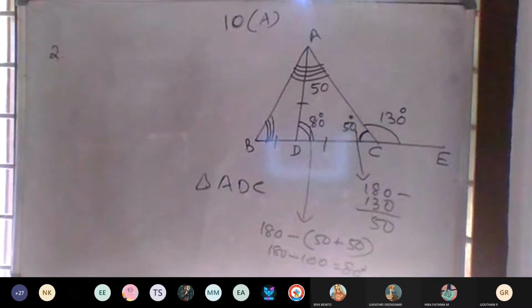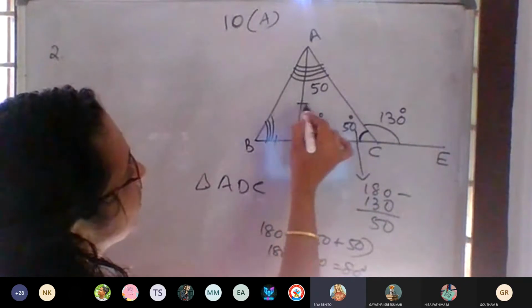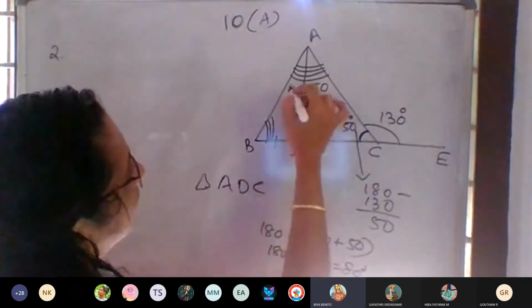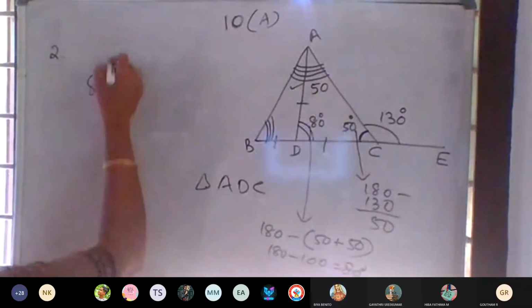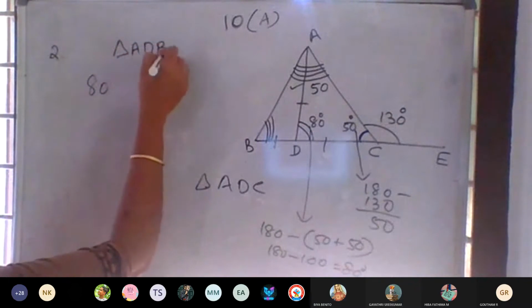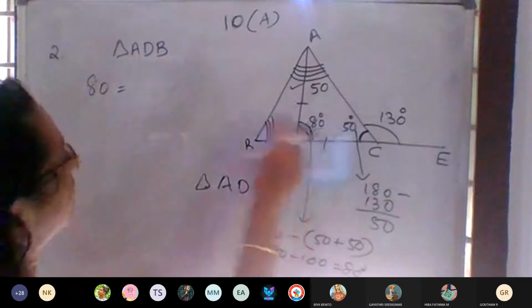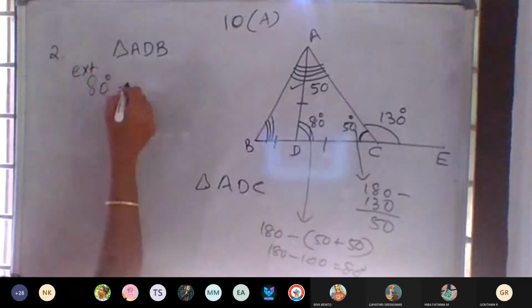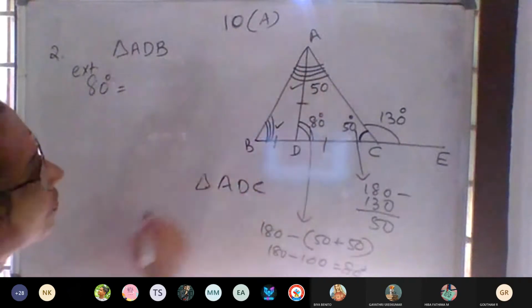Then how can we do the next one? Again, two sides are given. Exterior angle is equal to sum of interior angles. Exterior angle means if you are considering triangle ADB, we got 80 degree. So that is the exterior angle. Exterior angle is equal to sum of opposite interior angles, which are these two, isn't it?